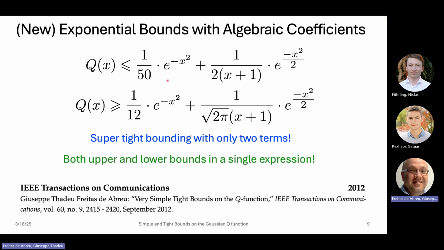But as you can see from this, the structure or the shape of the function is the same. Only the coefficients are A equal to 50 and B equal to 2 for the upper bound, or A equal to 12 and B equal to square root of 2 pi for the lower bound, respectively. We'll see later that these values don't have to be exactly those. There are any number of different values that you could use, but these are just two simple rounded values that already give you very nicely performing bounds.